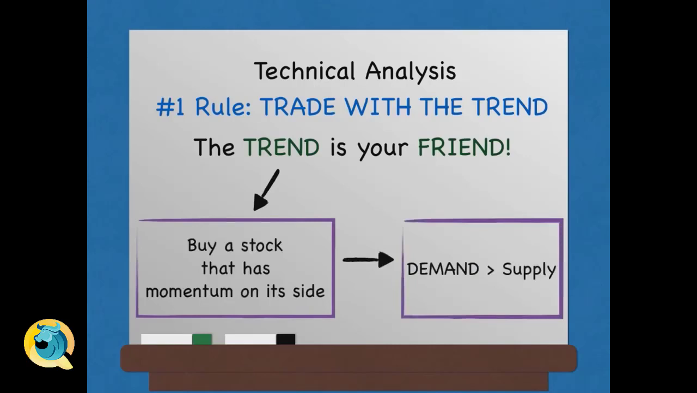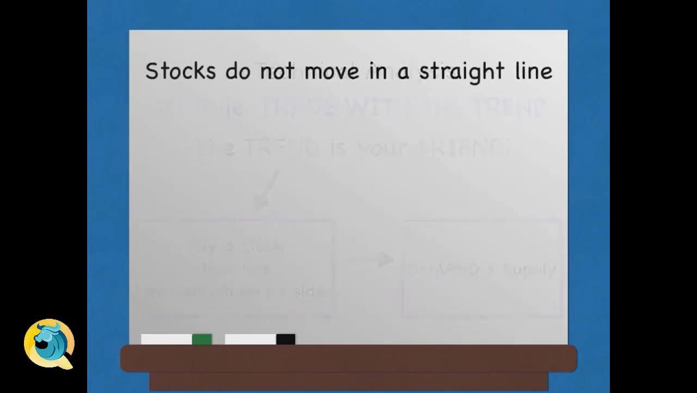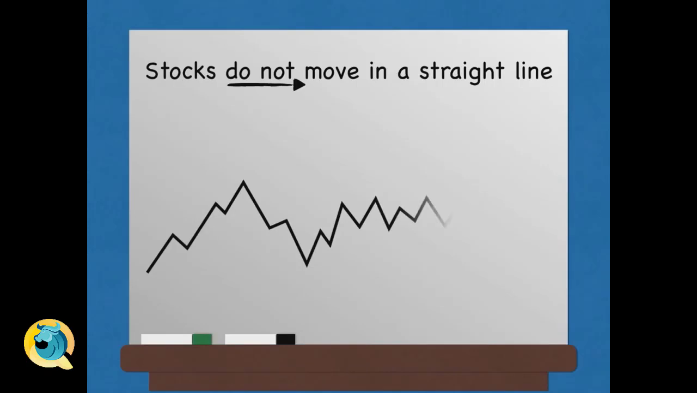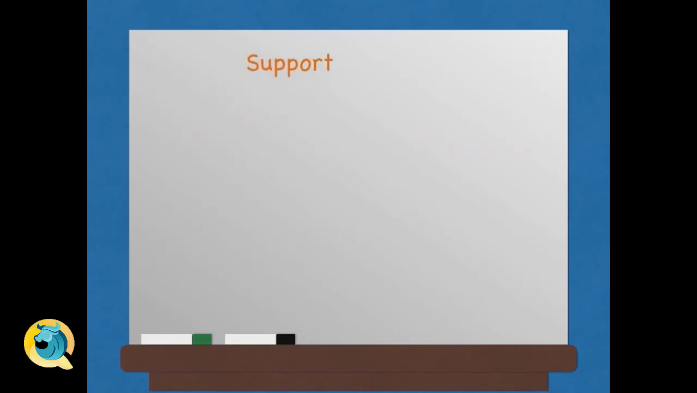than supply. Stocks do not move in a straight line. Stocks move up and down every day. Therefore, we need to identify whether it is trending upwards, sideways, or downward. But how do we determine this? First, we need to understand the concept of support and resistance, which is fairly simple. The word support just means the floor.